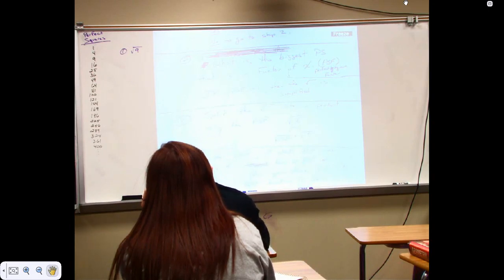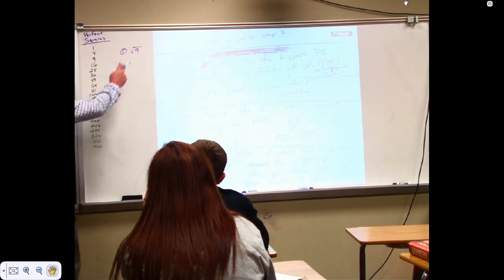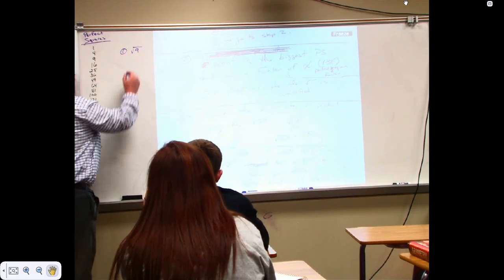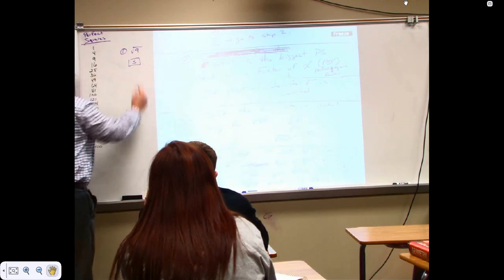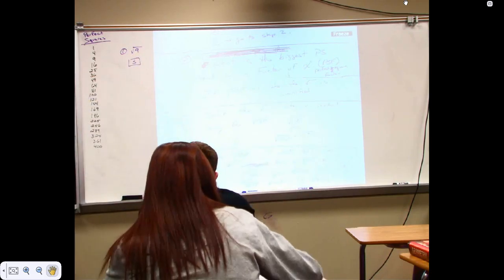My first step: is the number underneath the square root a perfect square? Is it? Yes. If the answer is yes, then evaluate that square root. What number can I square and get 9 as an answer? 3. Okay, you're done. Those are simple, right?